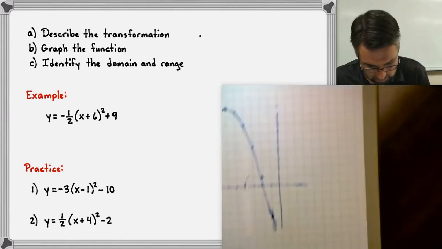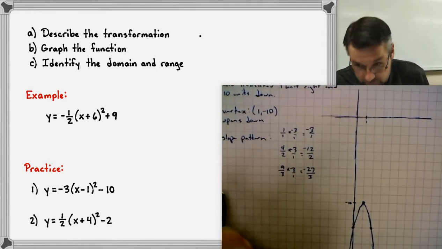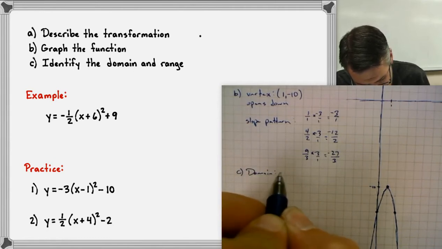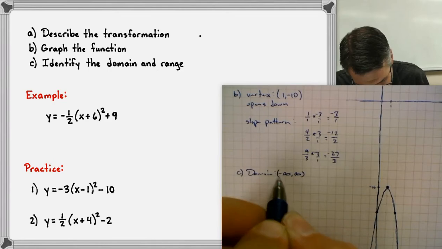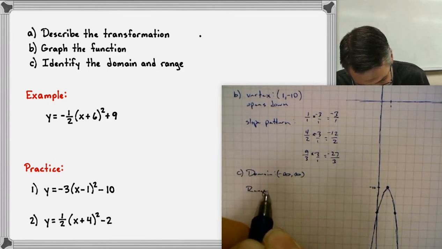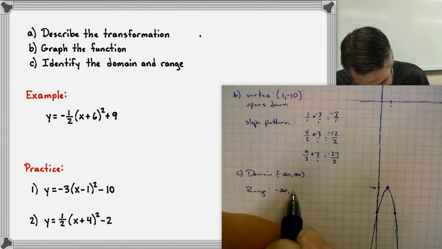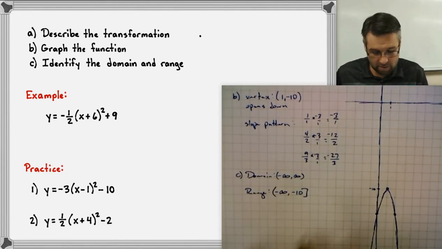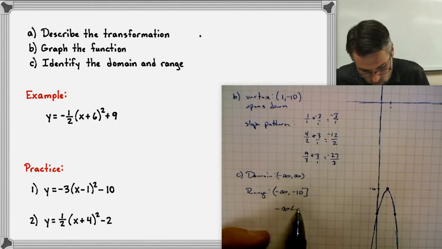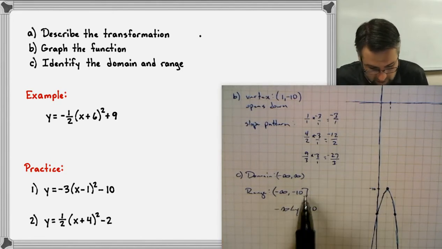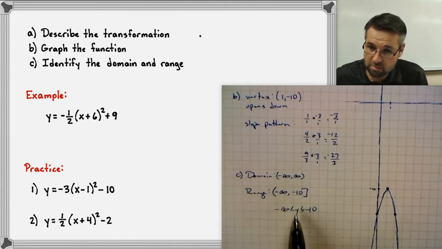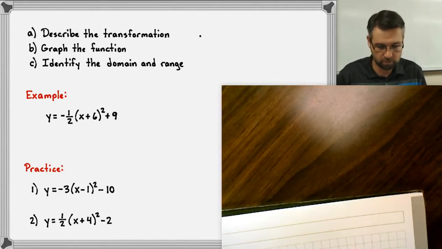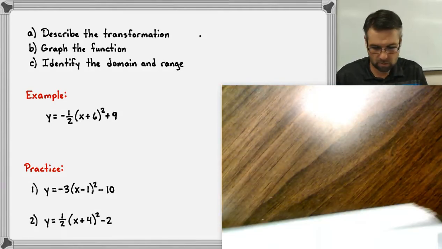So that's number 1. And then our domain, let's go ahead and answer that. Our domain is, again, going to be -infinity to infinity. And our range, in this case, is going to be -infinity up to -10. Okay? Notice I put a bracket here. That's the same as saying -infinity less than y less than or equal to -10. That bracket implies equals. The parenthesis implies not equal. Okay? So let's go ahead and do number 2.